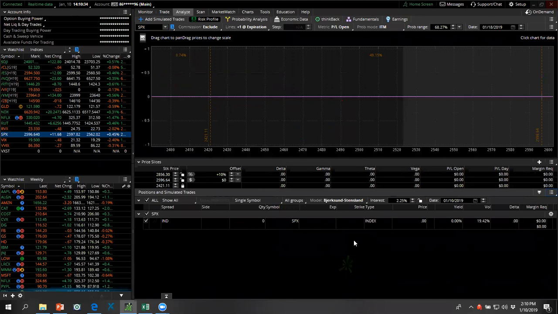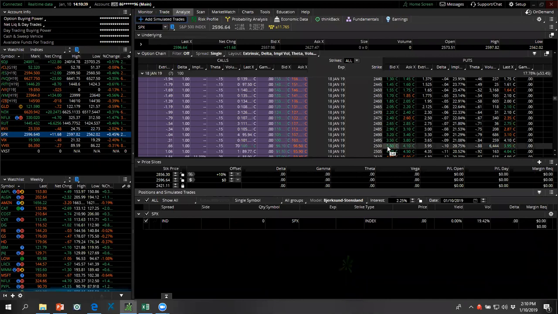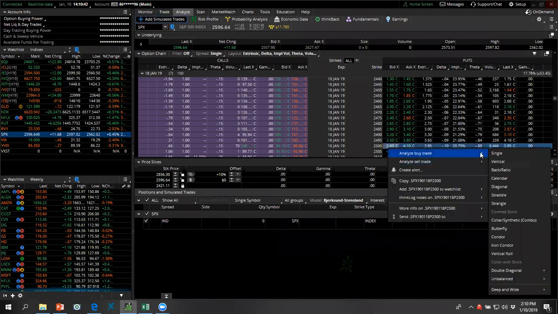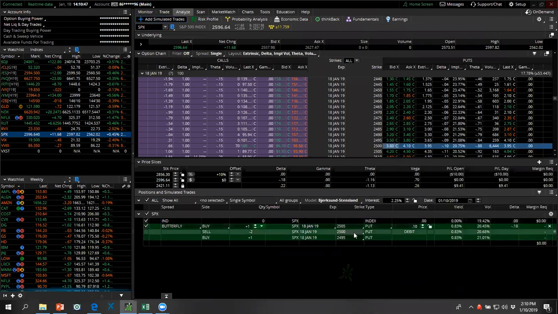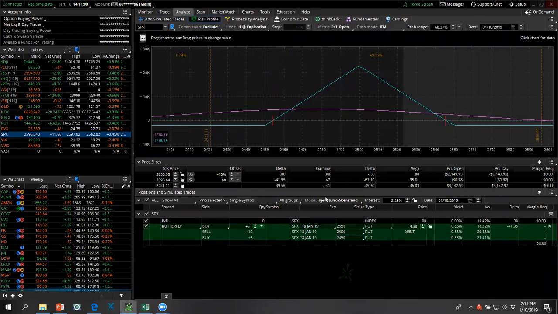of a butterfly. Let me work up a butterfly. I'll just pick some random strikes again, not recommending anything. And let's make this 50 wide. So 25.50 on the top, 24.50 on the bottom. And let's say we did 5 of them. Okay, graph looks like a butterfly. 21.50 is the maximum risk on this balanced butterfly, but it's still risk just the same.